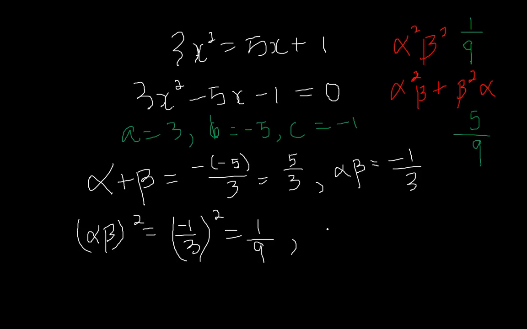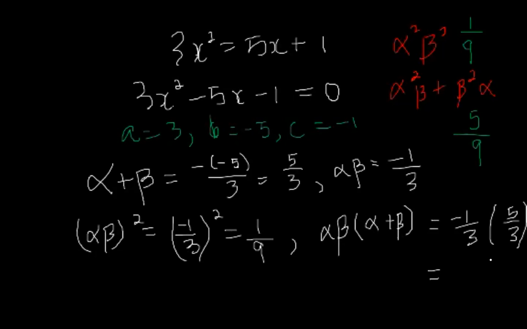Negative 1/3 multiplied by 5/3 in brackets, because we know that this is the same as alpha beta multiplied by alpha plus beta. In step 3, we found out that alpha beta is minus 1 on 3 and alpha plus beta is 5 on 3. Multiply those. Minus 1 times 5 is minus 5, and 3 times 3 is 9.